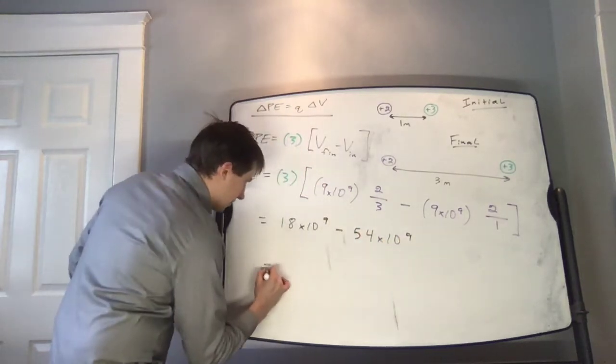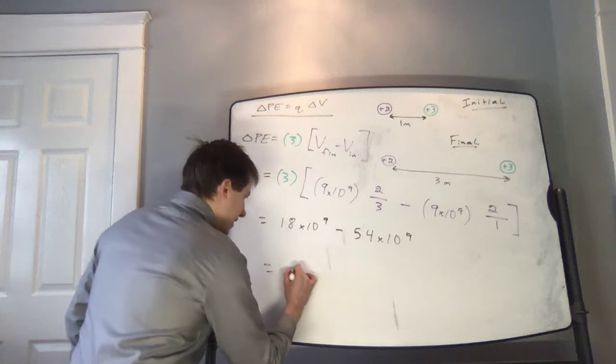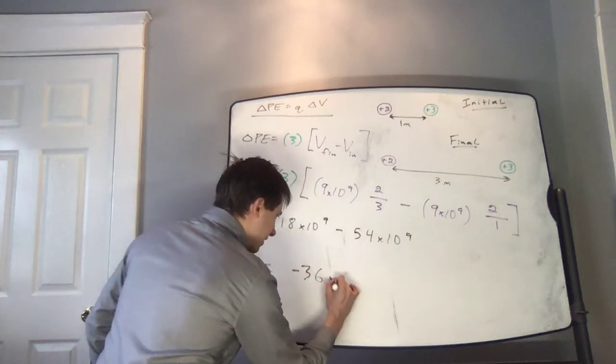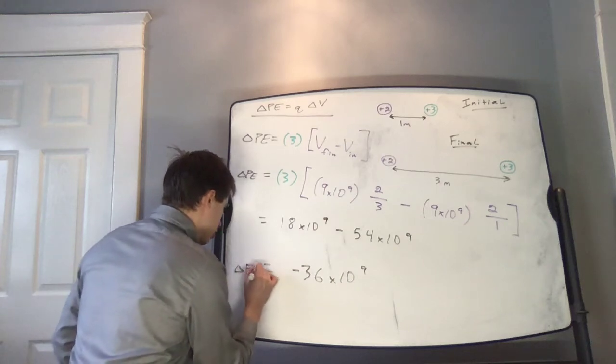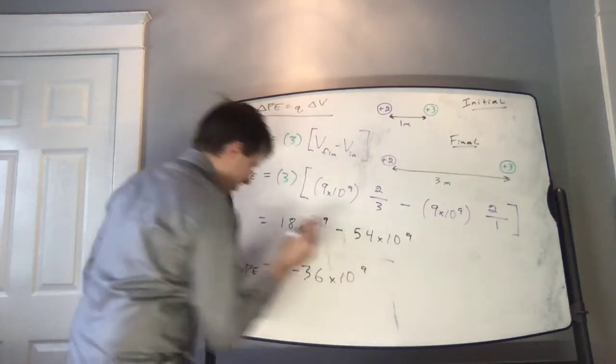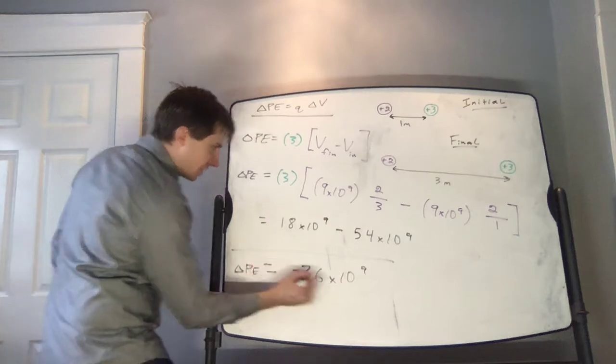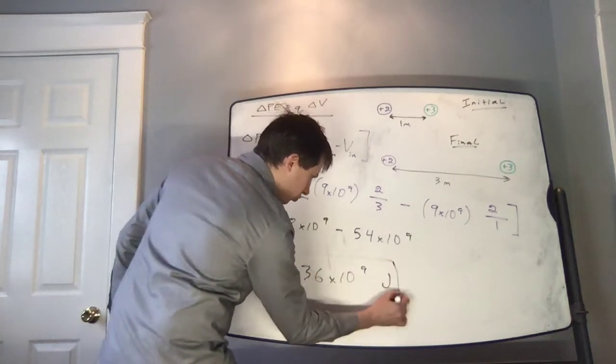And then when I send this through a calculator again, I get negative 36 times 10 to the 9. And this is the change in potential energy of the system of particles. Because this is a potential energy, this number will be in joules.